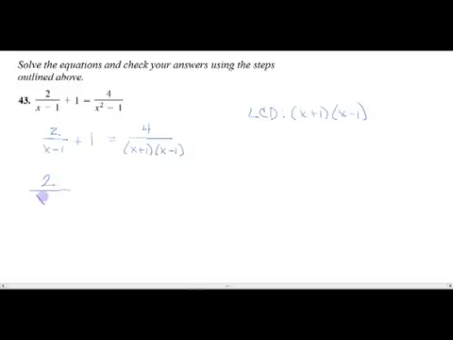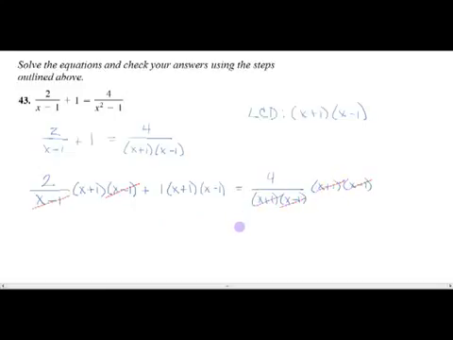So I'll have 2 over x minus 1 times x plus 1, x minus 1, plus 1 times x plus 1, x minus 1, equals 4 over x plus 1, x minus 1 times x plus 1, x minus 1. Now let's get ready to cancel. I can cancel this x minus 1 here, and the x plus 1 and the x minus 1 over there. Now let's multiply what's left. 2 times x plus 1 is 2x plus 2, plus 1 times x plus 1 times x minus 1 is x squared minus 1, equals, everything over there canceled, we have a 4.